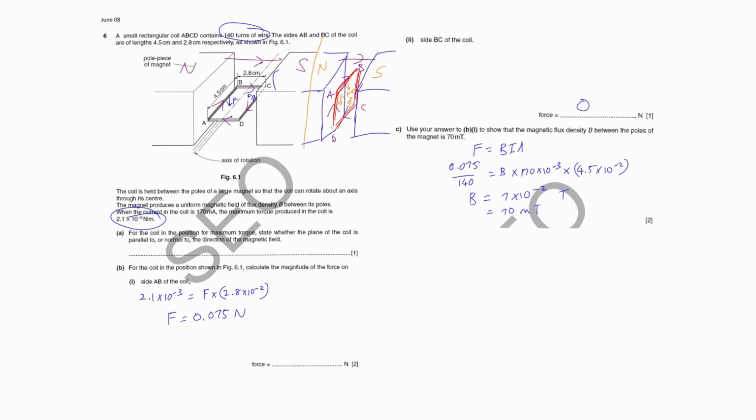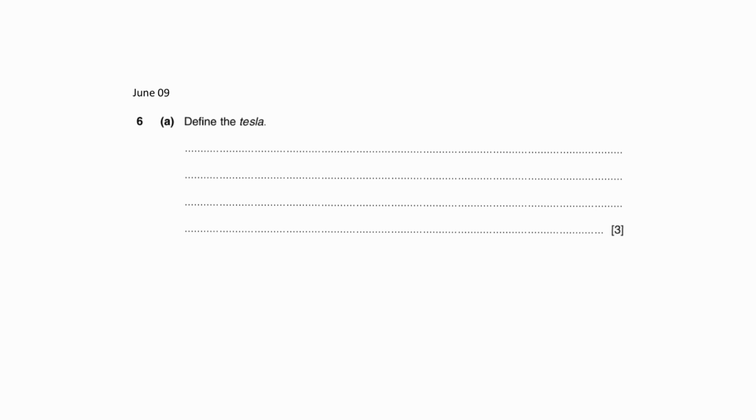Then you write down the B, which is what you want to calculate. I is the current given in the question. And also L. Now this L you must be careful. You must take the length of the wire in the field, which is 4.5 centimeters. Then you should be able to get your B in terms of Tesla, and then convert it to milli-Tesla.